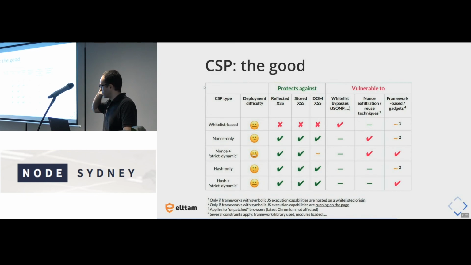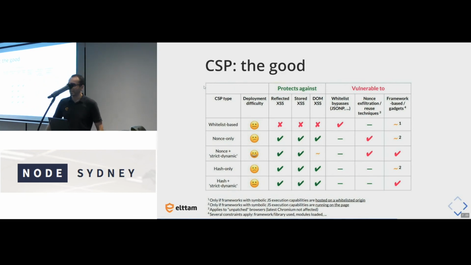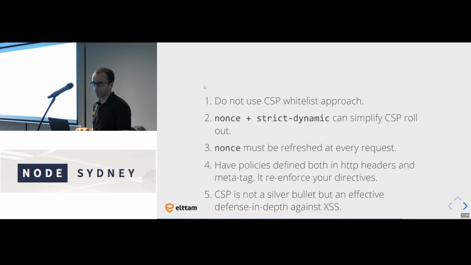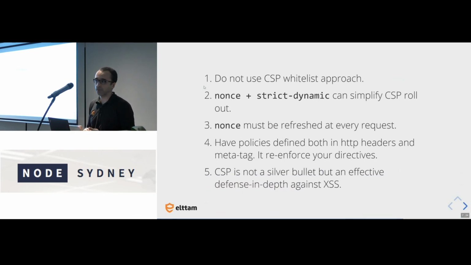This is a graph I got from a presentation done at a conference in Europe, where the guys kind of summarized what I just said. Different types of CSP, and how hard it is to implement. As you can see, nonce plus strict-dynamic, the last one, is a lot easier to roll out, specifically at a larger scale. However, when it comes to DOM-based XSS, it's bypassable. If you're not dealing with DOM, JS libraries, which is really hard these days, you don't really find an application which doesn't deal with JS MVC frameworks. Just be aware, you need to find a different way to stop cross-site scripting. Here are a few tips. First, do not use the CSP whitelisting approach.